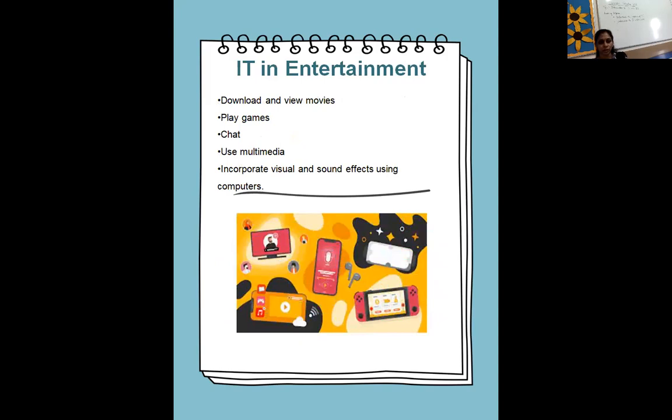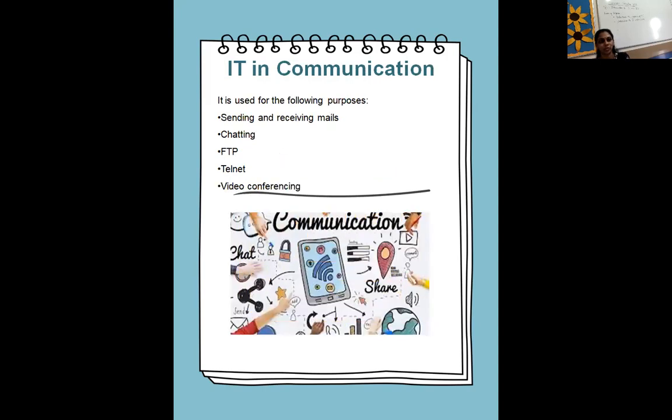IT in entertainment. It is used for several purposes, to watch movies or to upload your videos, something fun or maybe something creative you have done. You want to show it to others. You can upload your videos on YouTube channels and play games, chat with your friends and family, use multimedia, might be audio, video or images, and incorporate visual and sound effects using computers. These are the various fields where a person gets entertainment, where IT is also a part of it.